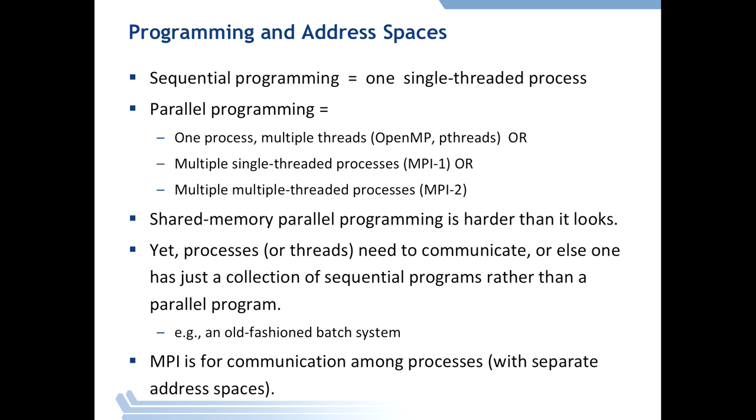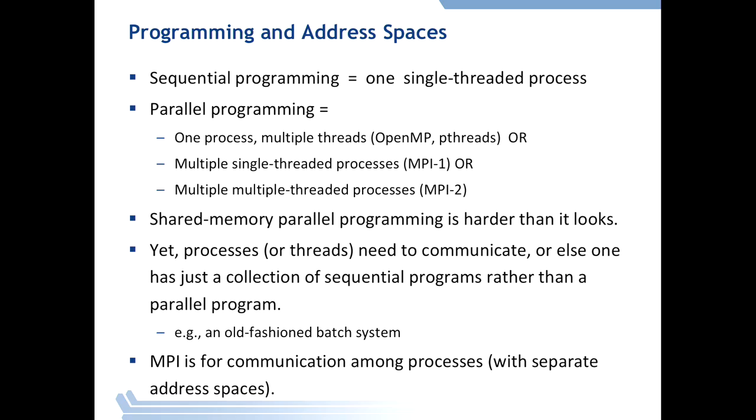So, MPI communication. We can think of sequential programming as when there is one single-threaded process. That's what the first program you ever wrote was, probably. Parallel programming can have multiple types. One process with multiple threads, like in OpenMP. Multiple single-threaded processes, like in MPI 1, or multiple threaded processes, like in MPI 2. And that's especially going to be covered in this section on hybrid programming.